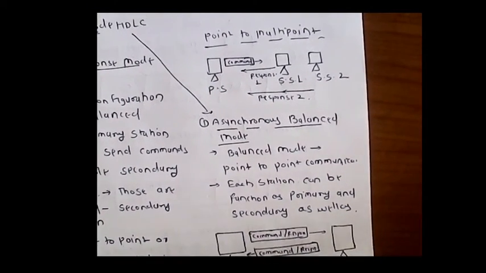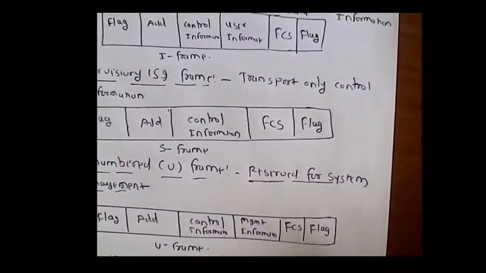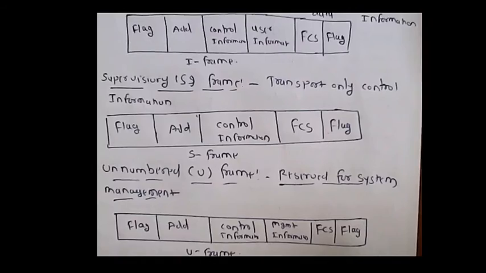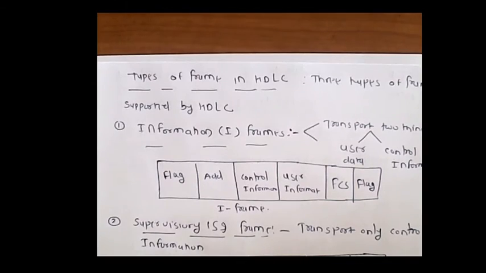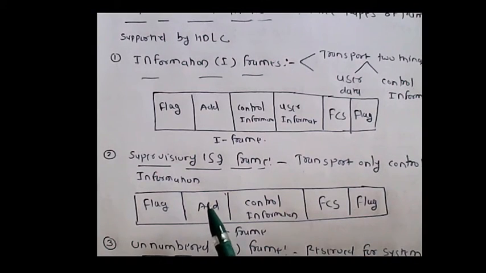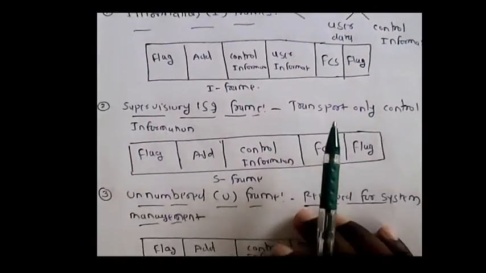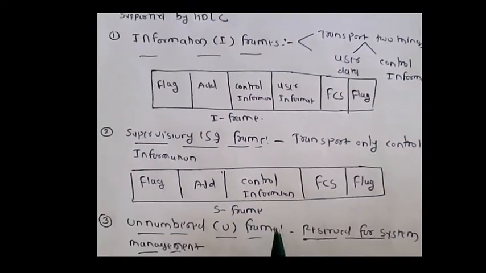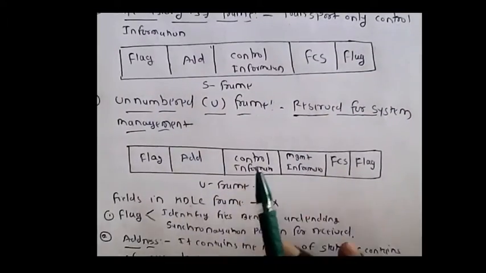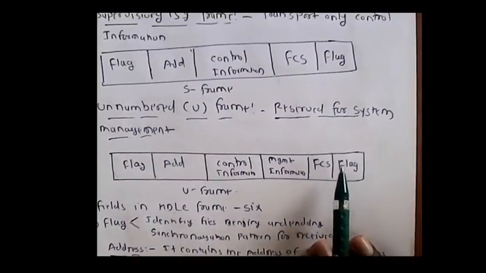Now we see the structure of HDLC. There are three types of frame format supported by HDLC. First one is the information frame, then the supervisory frame, that is the S frame, and the third one is the unnumbered U frame. And we can see the different fields in each frame.